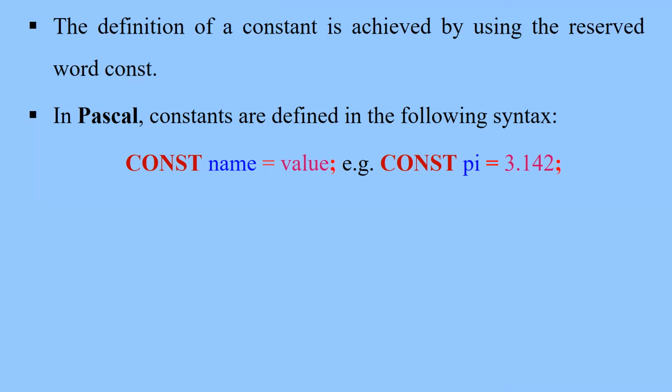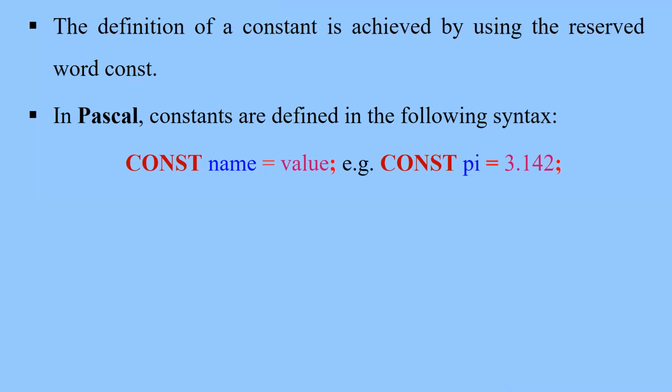So const pi equals 3.142 semicolon performs two things. Number one, it declares a memory location called pi. Secondly, it assigns that memory location a value. So this statement is both a declaration statement and an assignment statement.